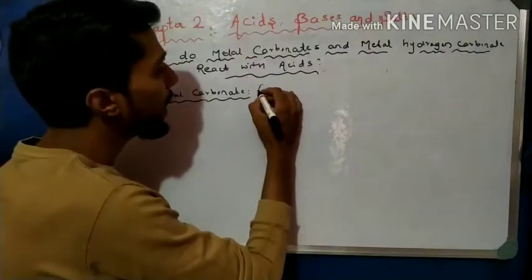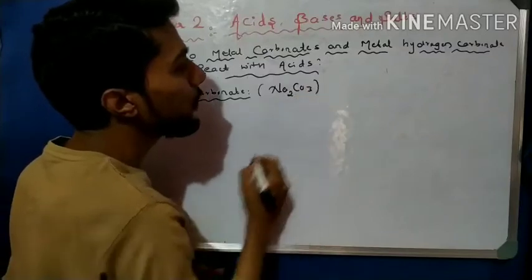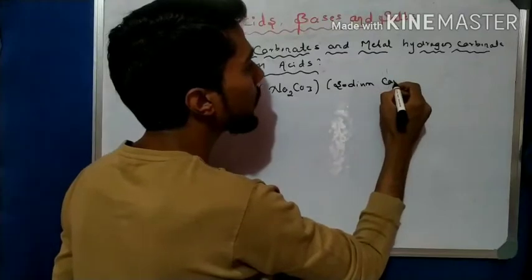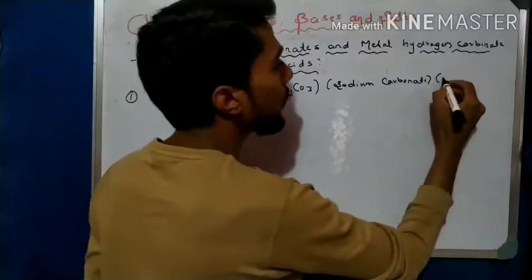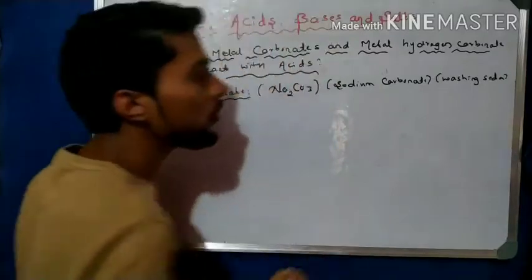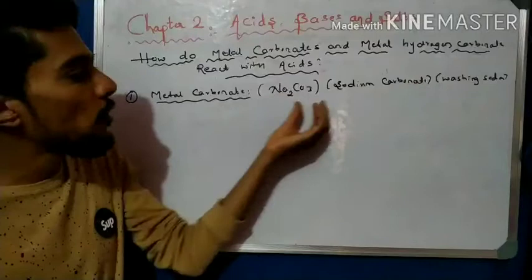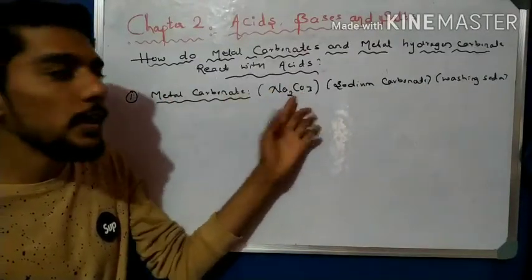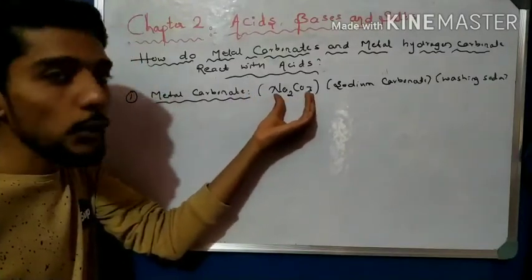In metal carbonate I take Na2CO3. That is nothing but sodium carbonate, and the common name is washing soda. So we know about washing soda, washing powder. The chemical name is sodium carbonate, the formula is Na2CO3. The metal is sodium, carbonate is CO3. So that is a metal carbonate. So I take here metal carbonate, Na2CO3.